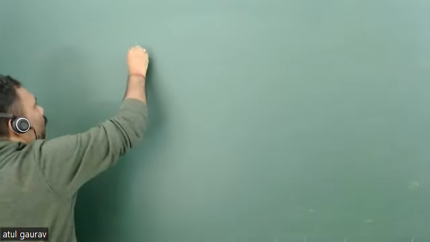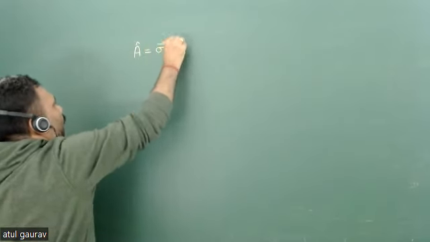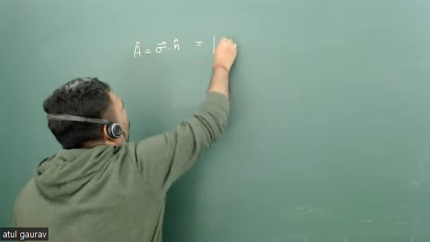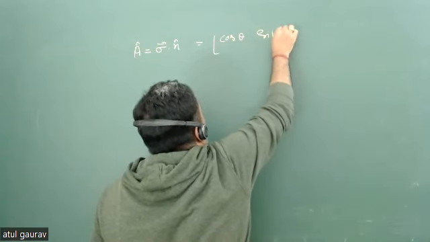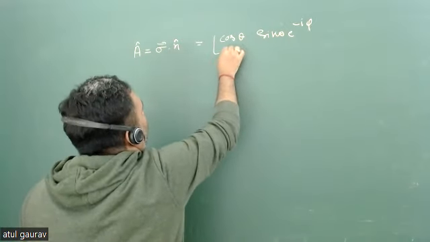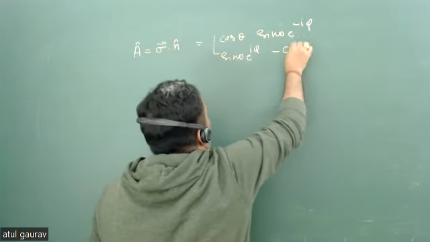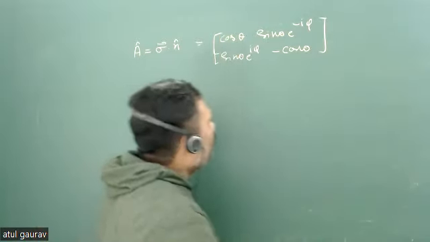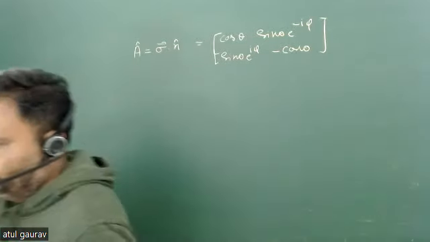So you have an operator, and this operator is sigma dot n cap. If this is your operator, which is basically cos theta, and here is sin theta e to the power minus i phi, and you have sin theta e to the power i phi, and you have minus cos theta. Can anyone guess what should be the eigenvalue? Any guess?